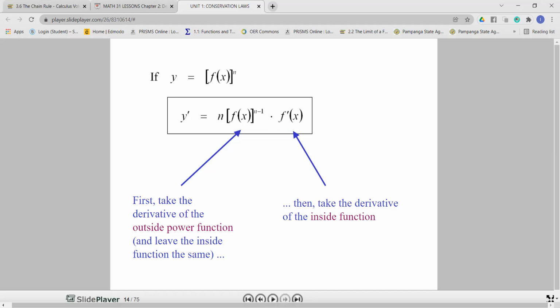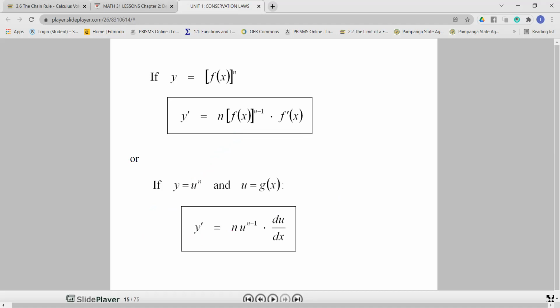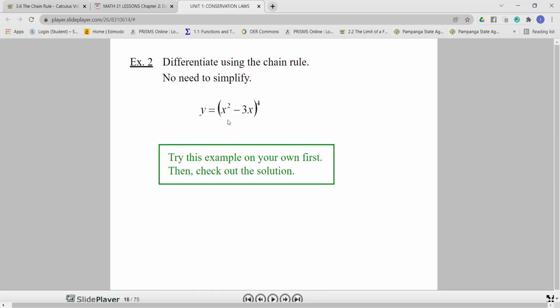Okay? Next. For example, if y equals u to the n, and we know that u is a function of x, therefore y prime is equal to n u raised to n minus 1. Before, this is all we did, but this time since u is a function of x, you'll still need to get du over dx. Okay, example: x squared minus 3x to the 4th.